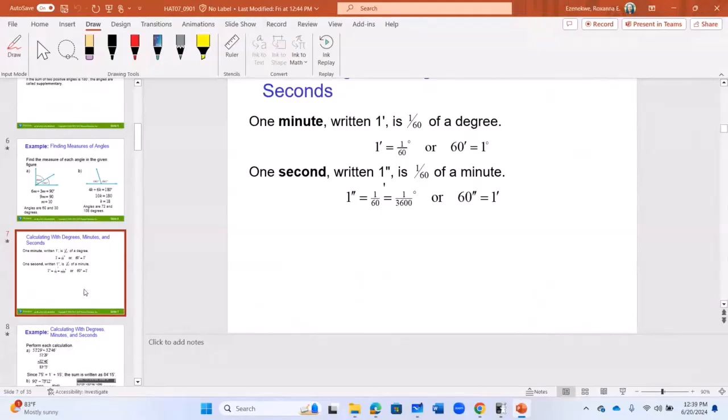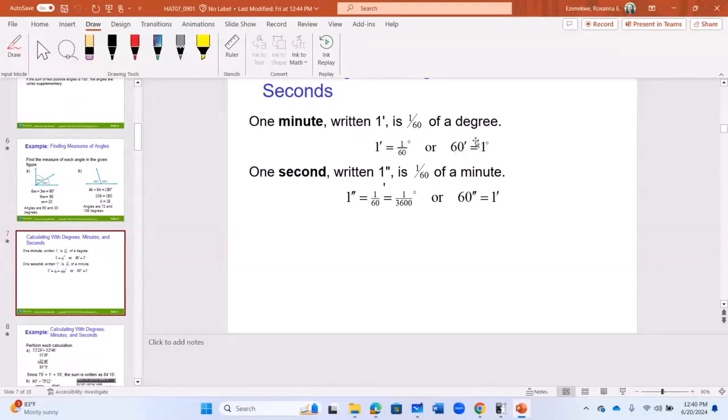Okay, so this is 1 minute written in. It's a 1 and a prime. You can call it 1 prime, but it's 1 minute. And you know there are 60 minutes in 1 degree. You want to remember this because you do some conversions.